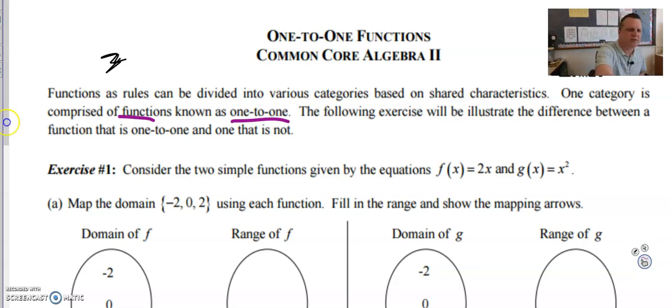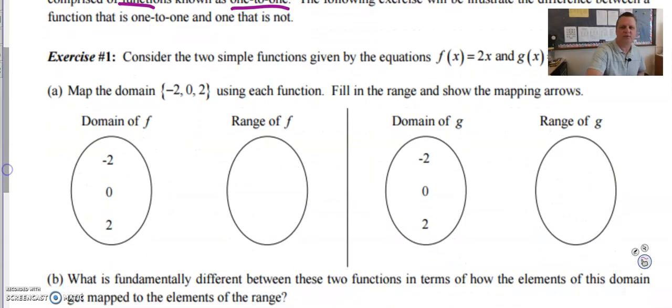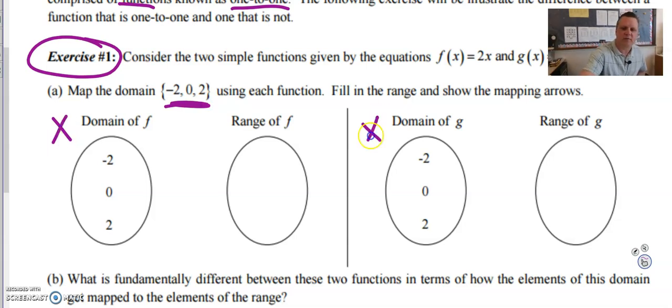So we have two functions that we're looking at. We have f of x, which is 2x, and g of x, which is x squared. Right here, exercise 1. So I'm mapping the domain. Remember, your domain are your x values. So I'm mapping the domain using each function. Fill in the range, right? The range are your y values.